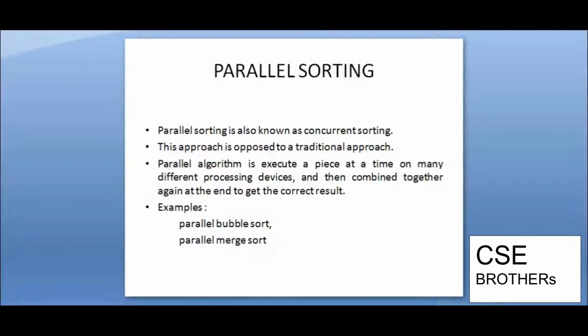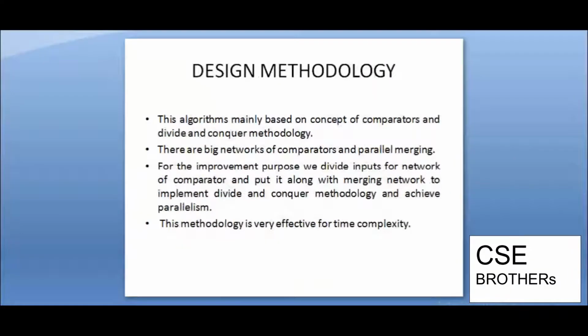A parallel algorithm executes a piece at a time on many different processing devices and then combines them together again at the end for the correct result. It means the parallel sorting algorithm first divides the input and processes it, arranging it in either ascending or descending order, and again combines the results and gives us the output. Examples of parallel sorting are parallel bubble sort and parallel merge sort.